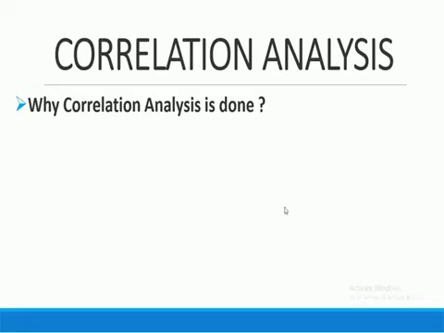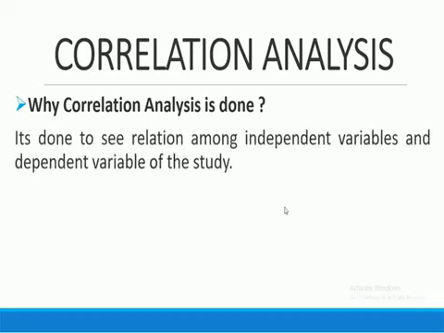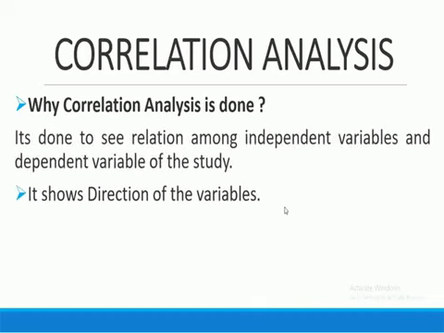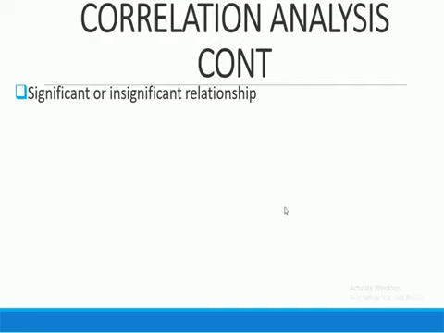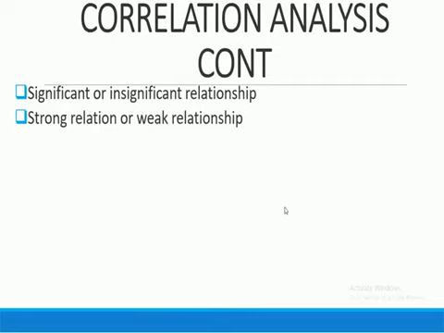Correlation analysis also tells us whether the relationship between our variables is positive or negative. So it also shows the direction of our variables. Number 2, it tells us about the significant or insignificant relationship of our variables. It also tells us whether our variables have a strong or a weak relationship with each other.